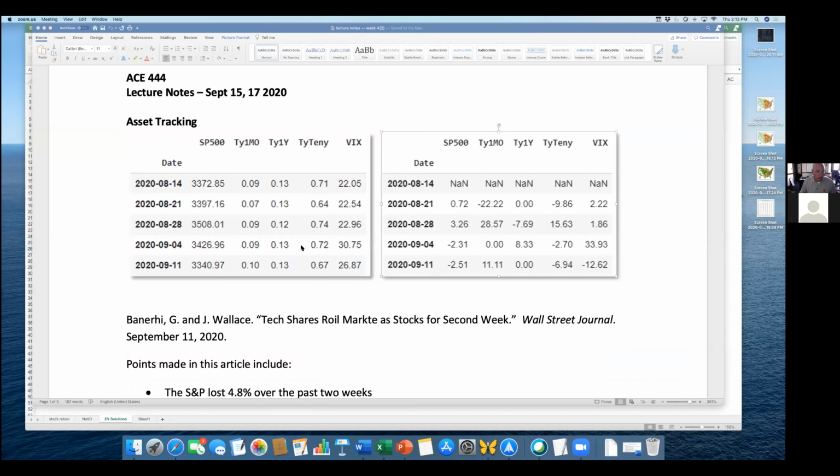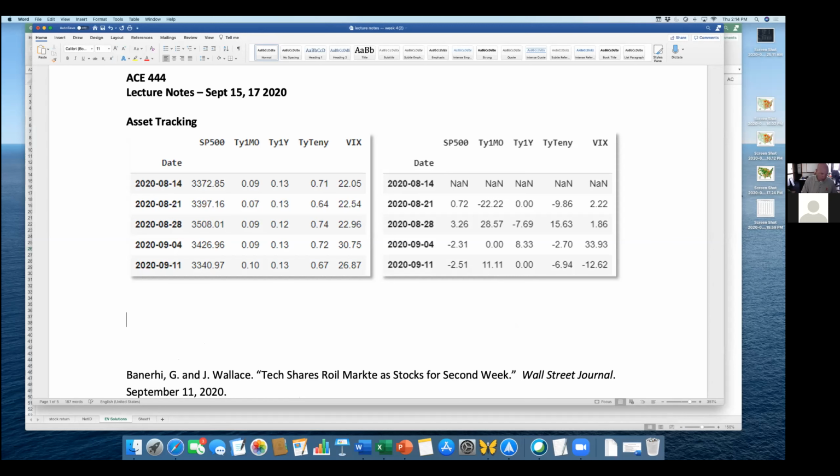I would like you to tell me. Last week, we saw the S&P 500 go from 3426.96 down to 3340.97. It fell 2.51% during the week. Type in the chat box why that happened, or what the news said about why that happened. I'm going to try and find my chat box while I'm doing this. There it is. Type in your chat box why that happened. Give me some reasons from the news. We saw the S&P 500 fall last week. What were the reasons for the fall?